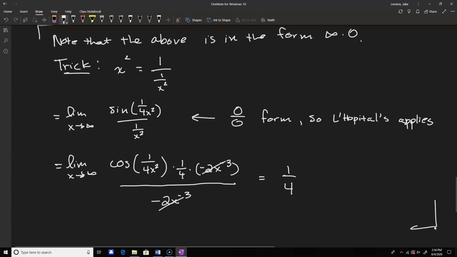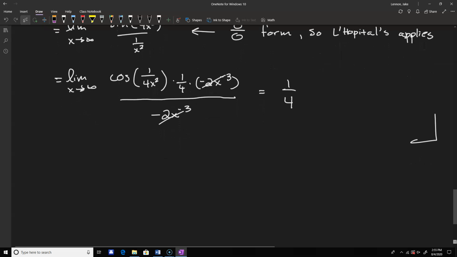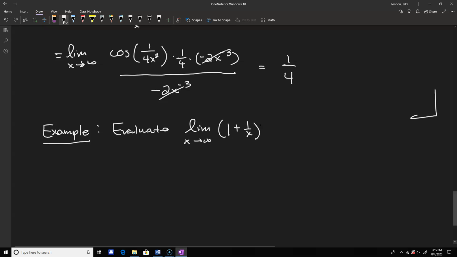Okay, why don't we look at one other indeterminate form that is maybe a little bit different. This one is actually of the form 1 to infinity. So there are lots of these things, and often they'll have different tricks. But let's just do one more so you see another trick. So evaluate the limit as x goes to infinity of 1 plus 1 over x to the x power.